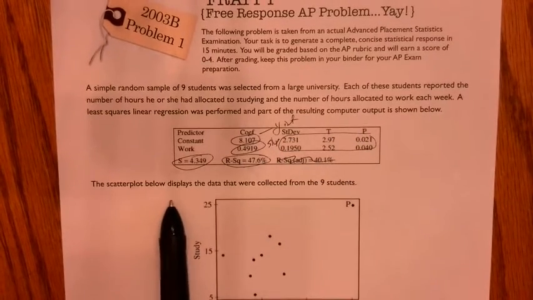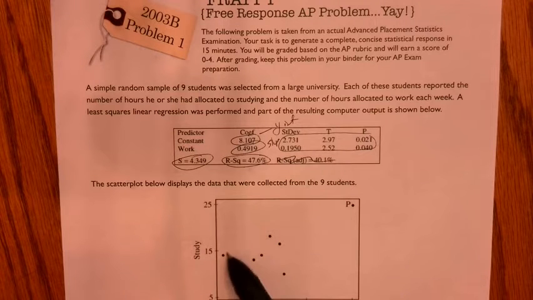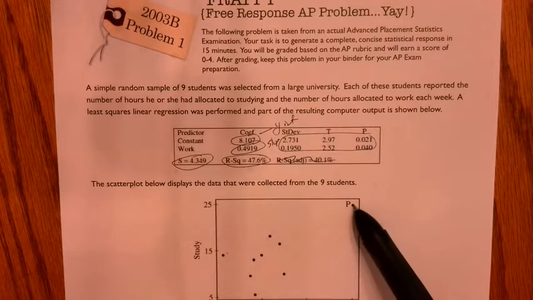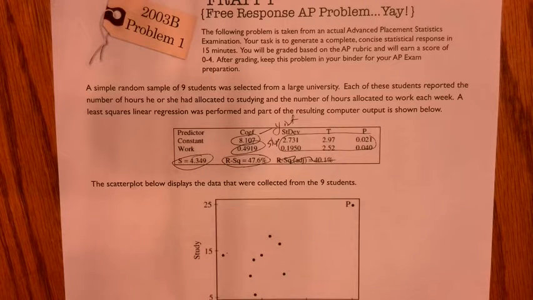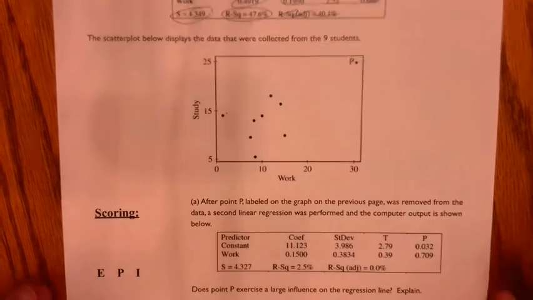The scatter plot below displays the data collected from the 9 students. 1, 2, 3, 4, 5, 6, 7, 8. And this dude out here. Wow. It says after point P on the graph was shown on the previous page was removed from this data, a second linear regression was performed and the computer output is shown below. Does point P exercise a large influence on the regression line? Oh, sorry. So I'm looking down here.